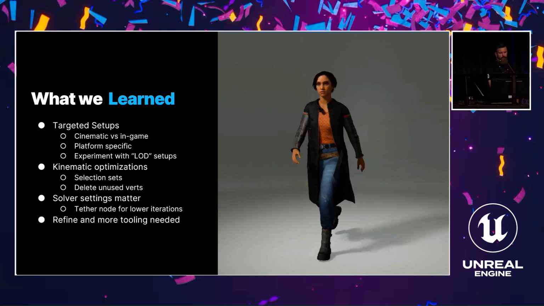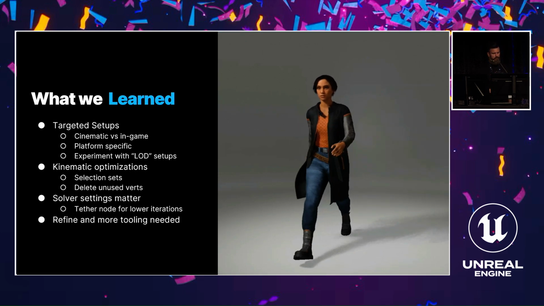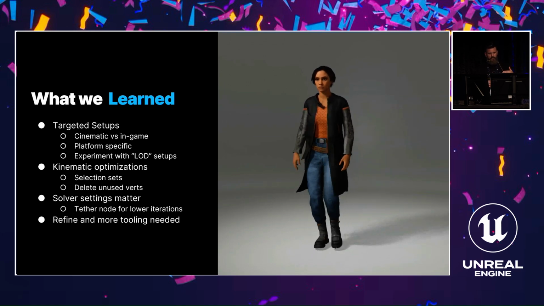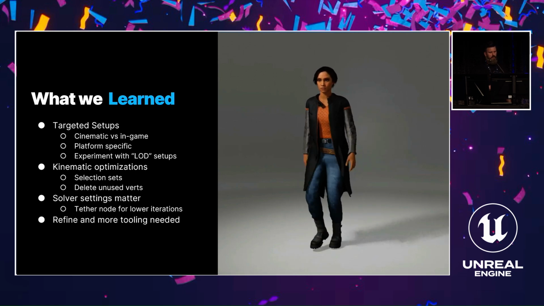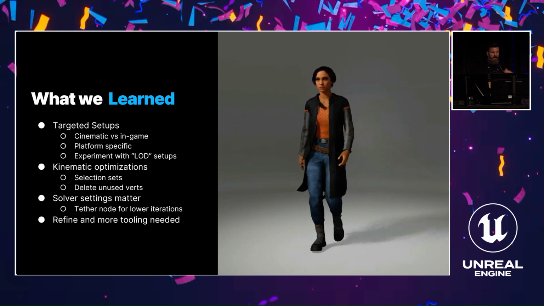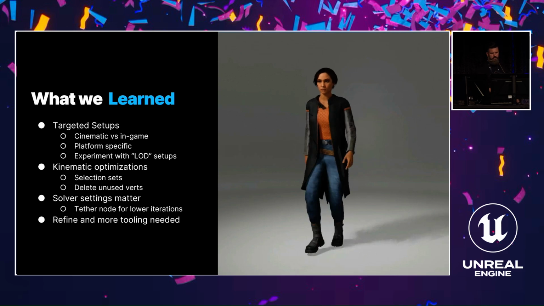Solver settings make a big difference, obviously, with iterations, and in real-time scenarios, those will most likely be lower because you need the performance. And there's a node called the long-range node, which essentially helps reduce the stretching at lower iterations, and that was a big help.